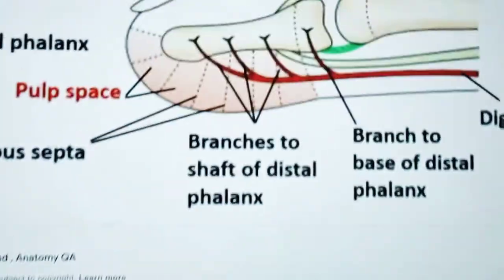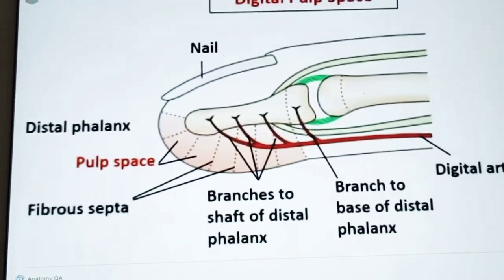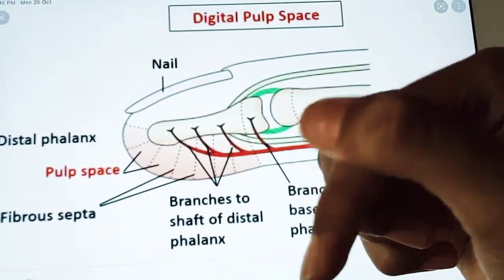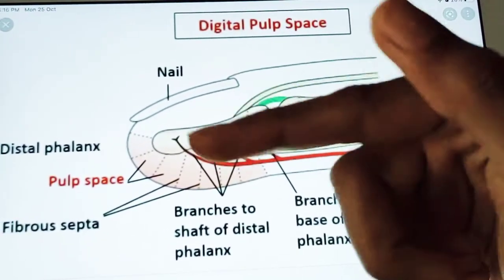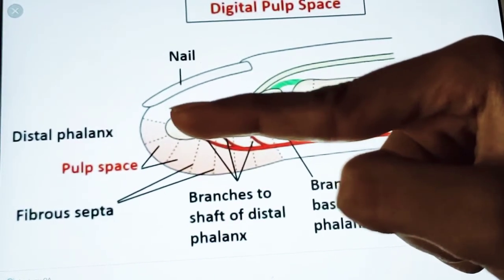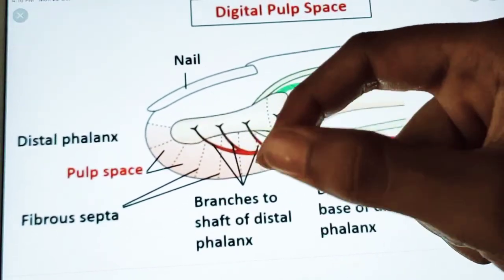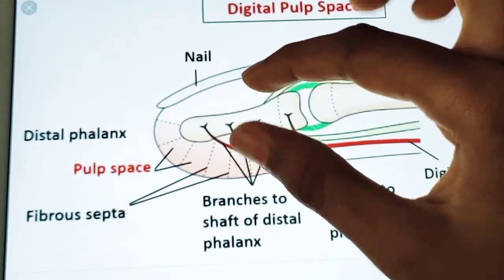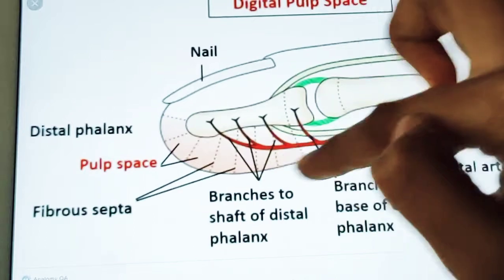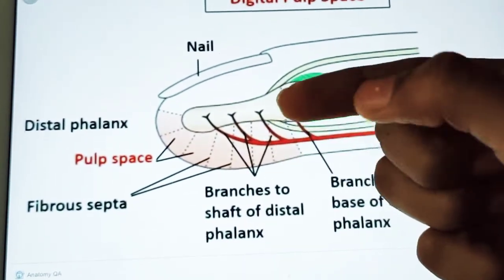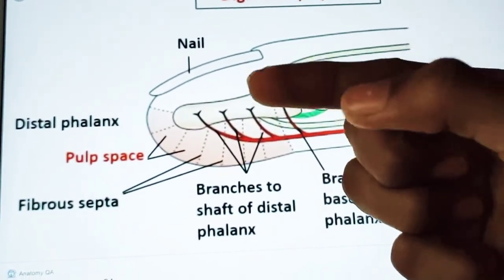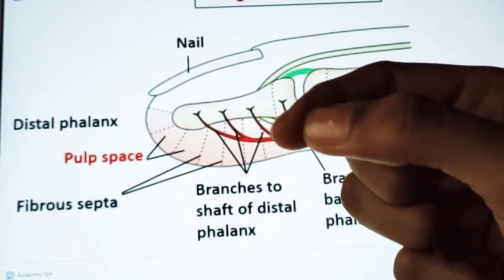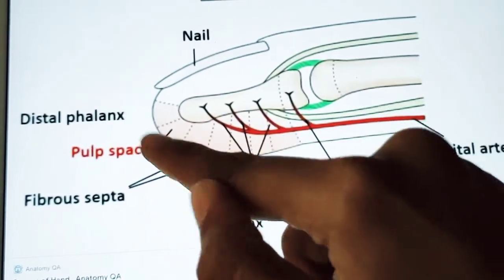If you see this diagram, we can get the pulp space of the finger. For example, you can see this is my finger. This is the nail bed, this is the dorsal surface, this is the palmar surface. Especially if you look at the distal phalanx, it is the main site where you have the pulp spaces around it, only on the palmar surface. On the dorsum you don't have the pulp space, only on the palmar surface, especially around the distal phalanx.